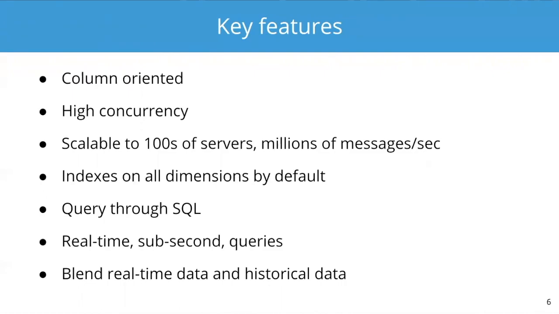Druid indexes all dimensions by default. So you stream data in, and Druid will automatically build indexes on all the dimensions. So any kind of dimension that you have, you can filter on it, and you can expand on it. So anything that you put into Druid instantly becomes analyzable and groupable.